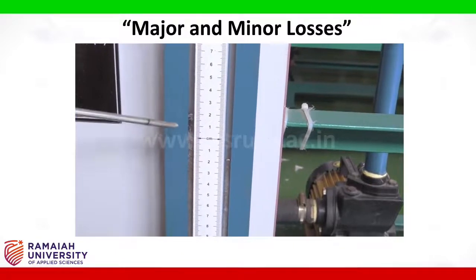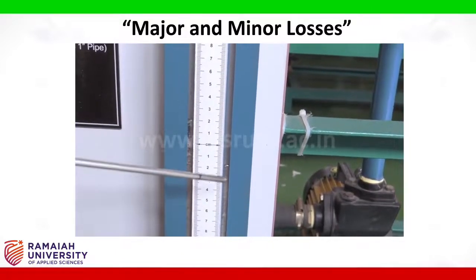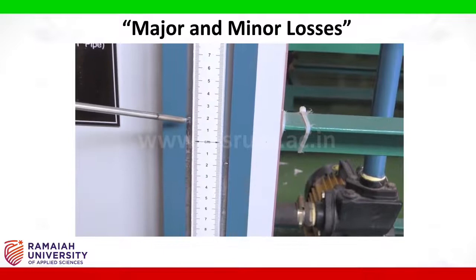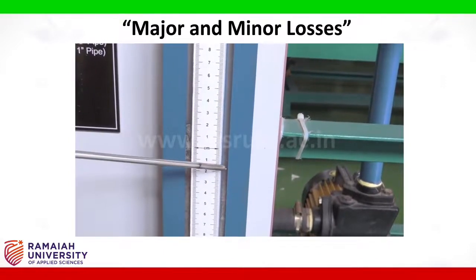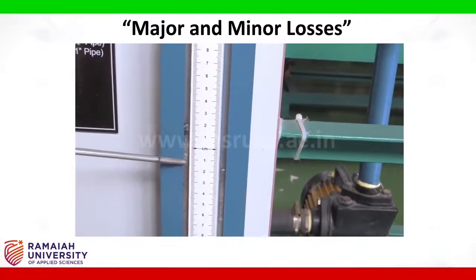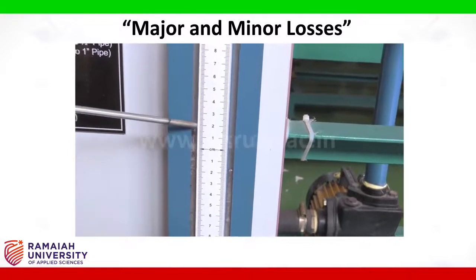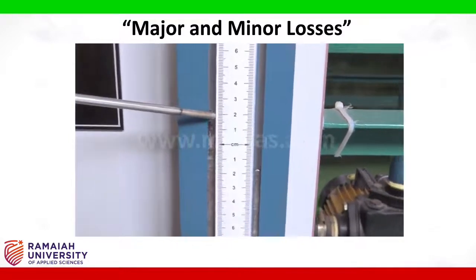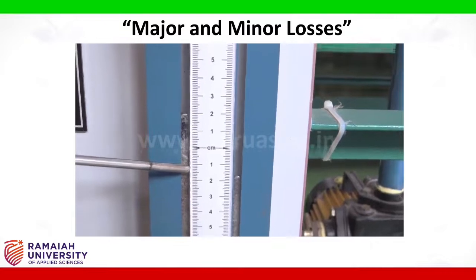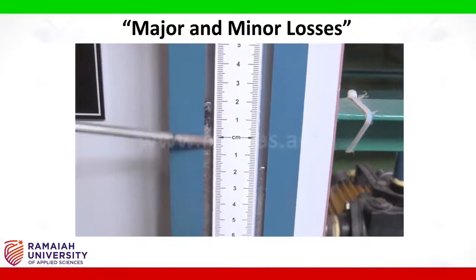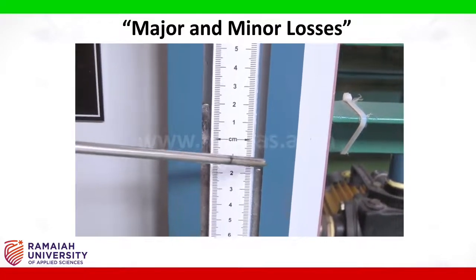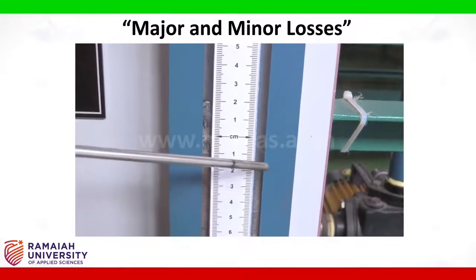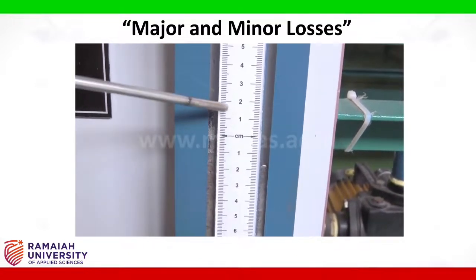Now we can observe that there is a height difference between the two limbs in the manometer. We measure the height in this manometer, and this height will be proportional to the pressure drop, which shall give us the indication of the head loss across the pipe.